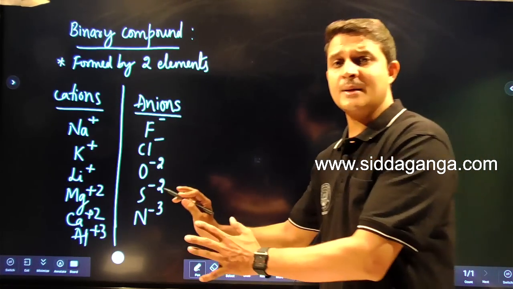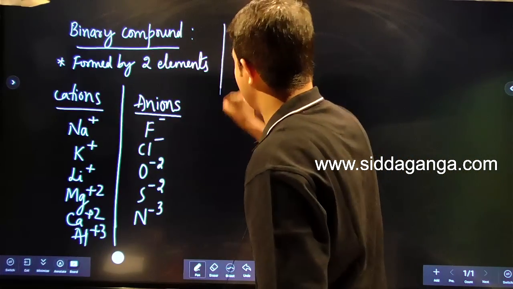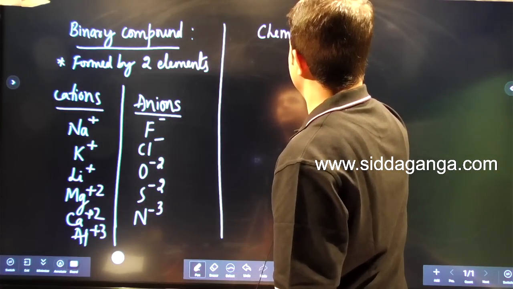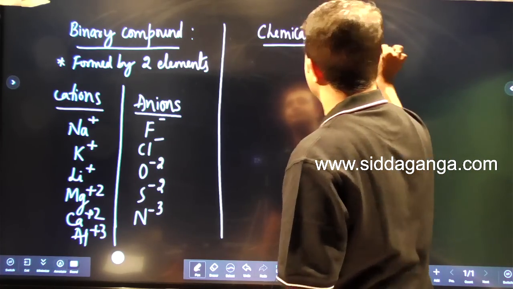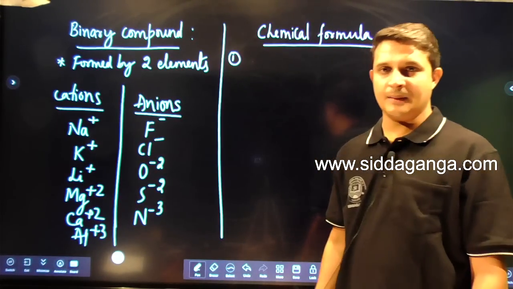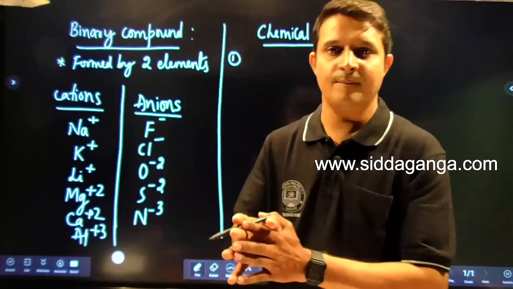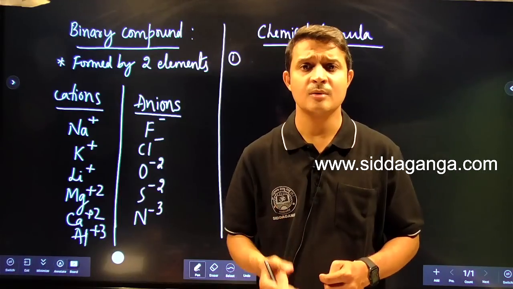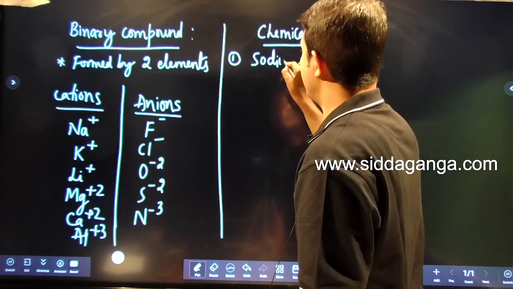So now cation ಮತ್ತು anion ಅನ್ನ ನಾವು combine ಮಾಡಿ we are writing the chemical formula. Let's give few examples of the chemical formula. So let's start with the simple chemical formula that we observe in our day-to-day life. So common salt, uppu, which is nothing but sodium chloride.